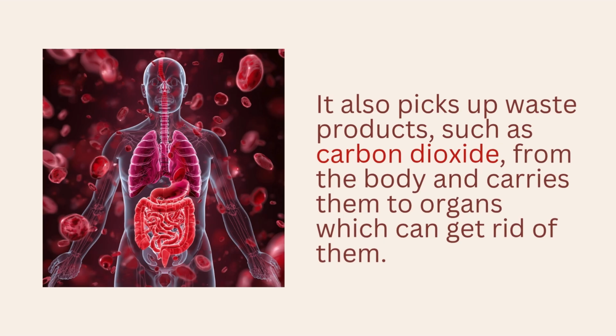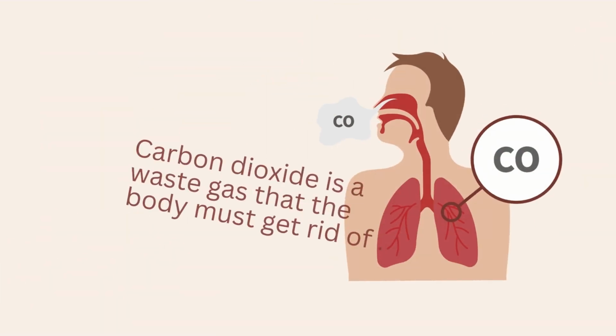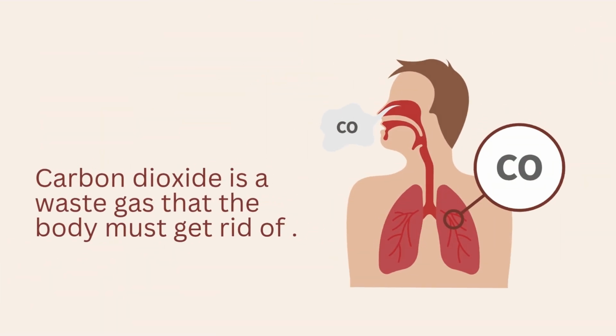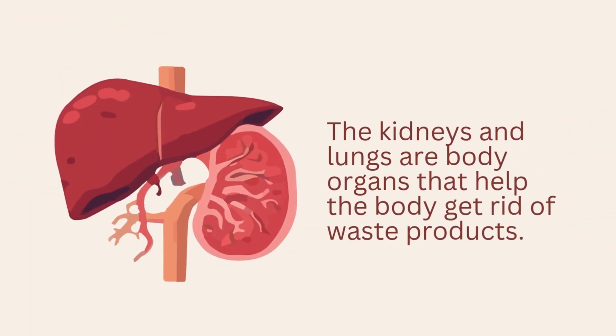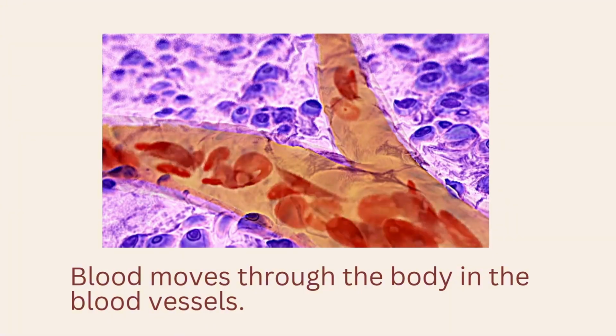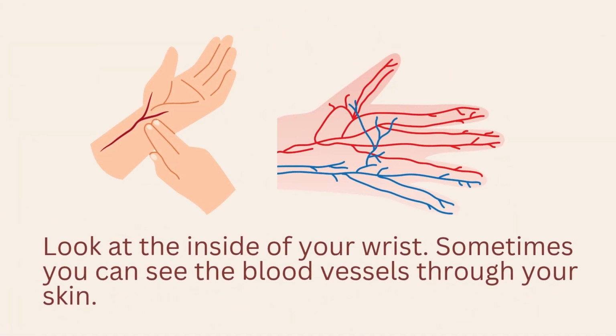It also picks up waste products such as carbon dioxide from the body and carries them to organs which can get rid of them. Carbon dioxide is a waste gas that the body must get rid of. The kidneys and lungs are body organs that help the body get rid of waste products. Blood moves through the body in the blood vessels. Look at the inside of your wrist. Sometimes you can see the blood vessels through your skin.